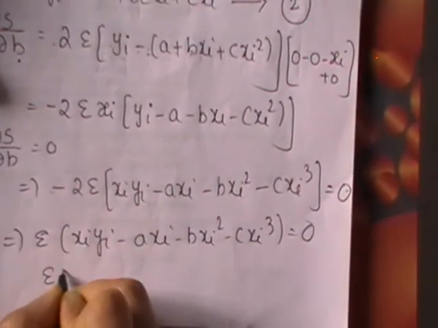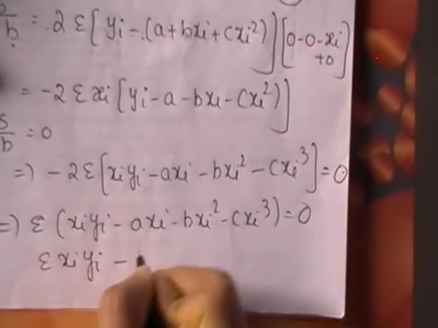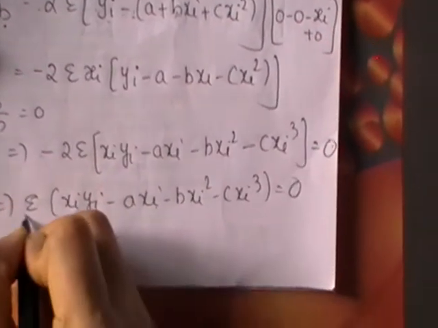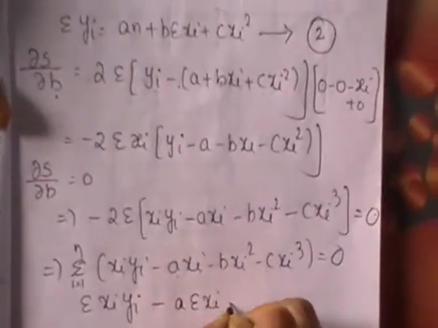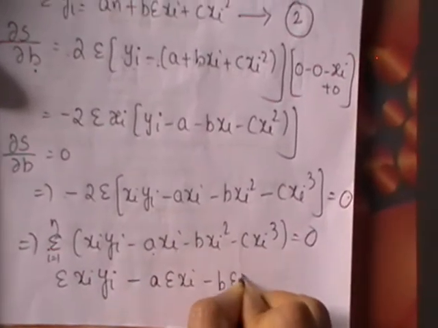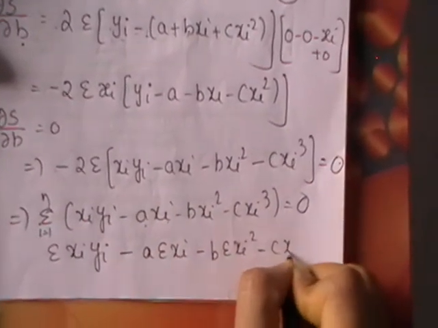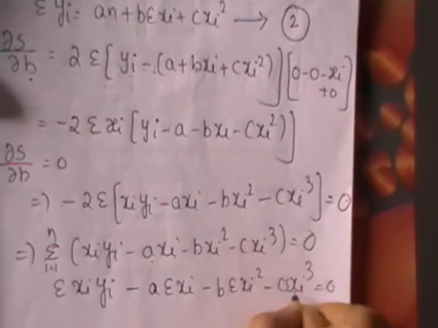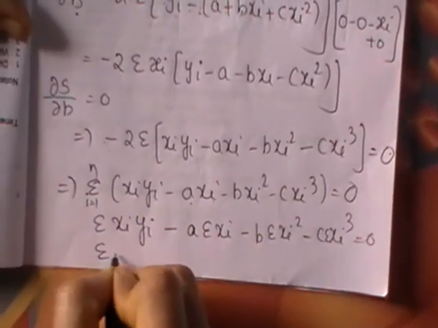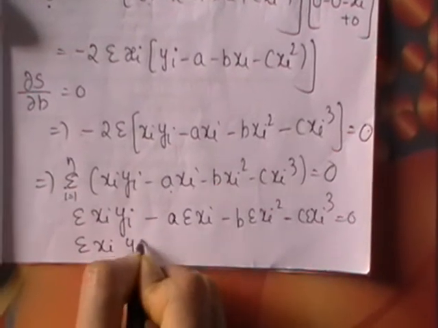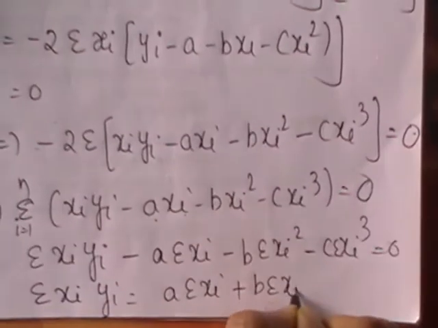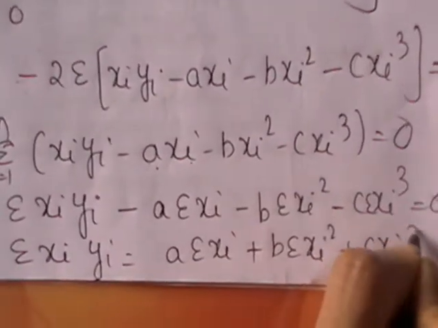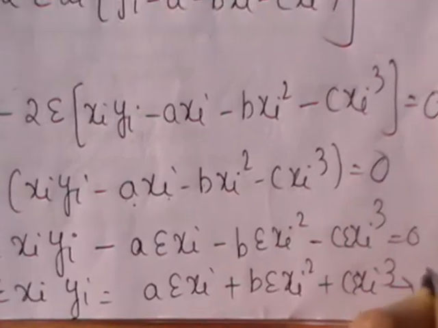Let us take this sigma to each and every term. So you have a and xi. What does the summation always run on? i. So there is no i in a, that can be taken out of the sigma. a sigma xi minus, similarly, b sigma xi square minus c sigma xi cube is equal to 0. Again shift these three terms to RHS. You will get sigma xi yi is equal to a sigma xi plus b sigma xi square plus c sigma xi cube. Let us name this as equation number 3.